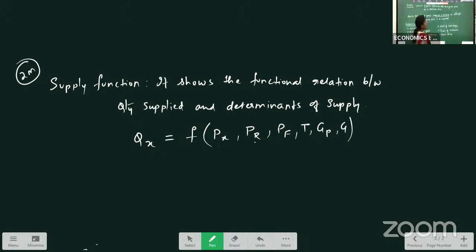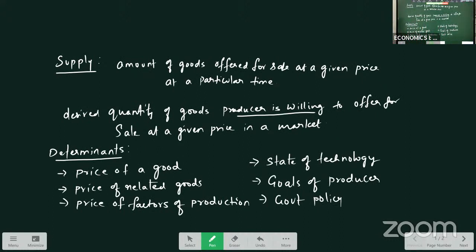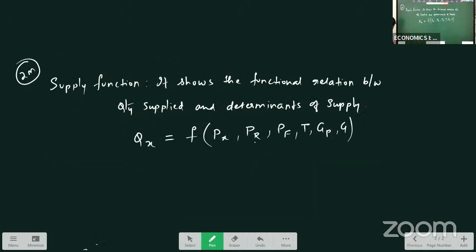See, in the previous question we have seen what is supply and what are the determinants of supply. Now, based on these determinants, you have the supply function. You will be writing the supply function based on the determinants of supply. Now, the next concept in supply you have to study is the law of supply. What is law of supply?